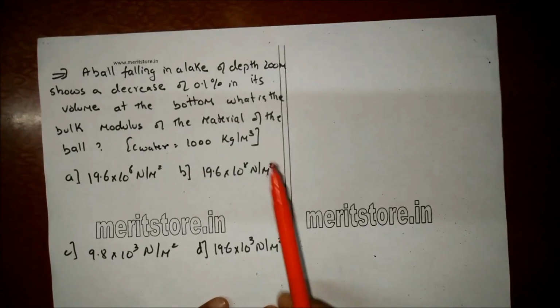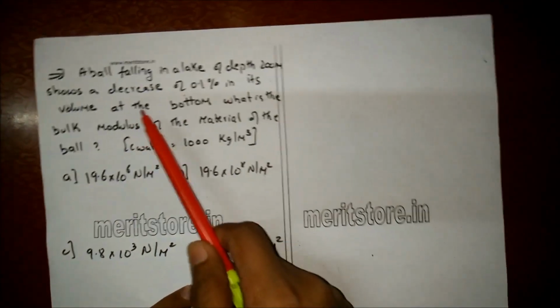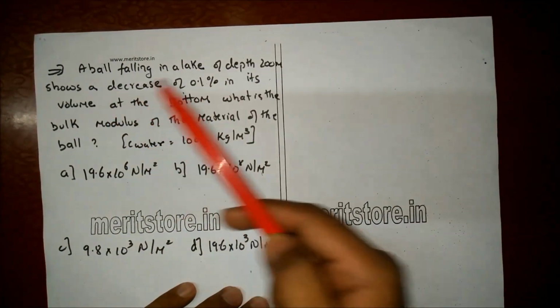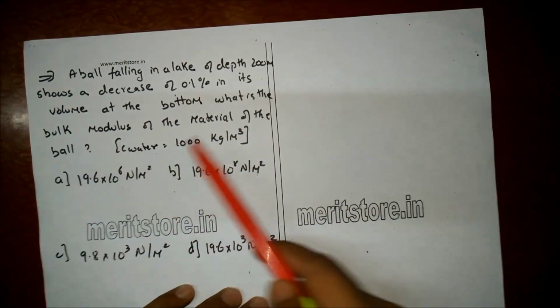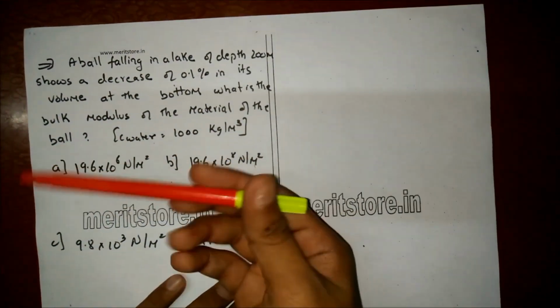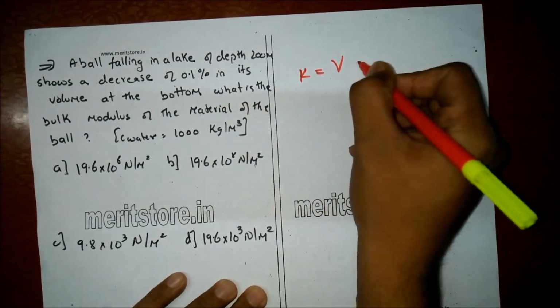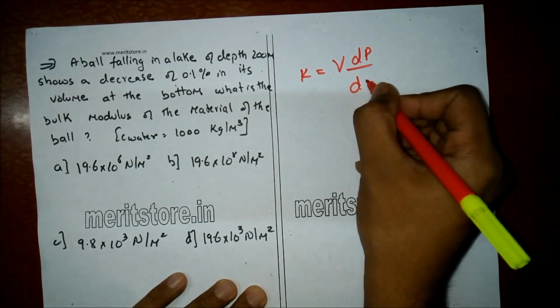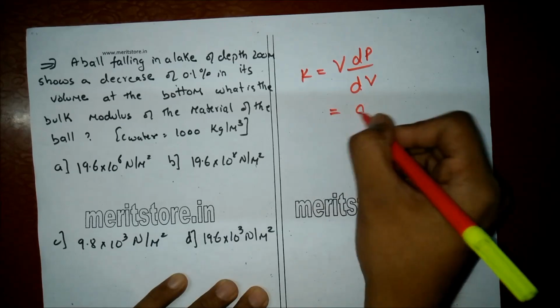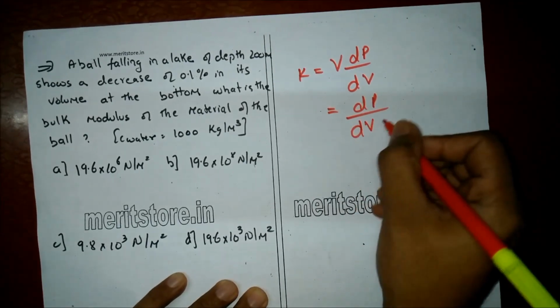A ball falling in a lake of depth 200 meters shows a decrease of 0.1% in its volume at the bottom. What is the bulk modulus of the material of the ball? Here are the options. Now the bulk modulus is given by K is equal to V change in the pressure upon change in the volume, which is equal to dP into V upon dV.